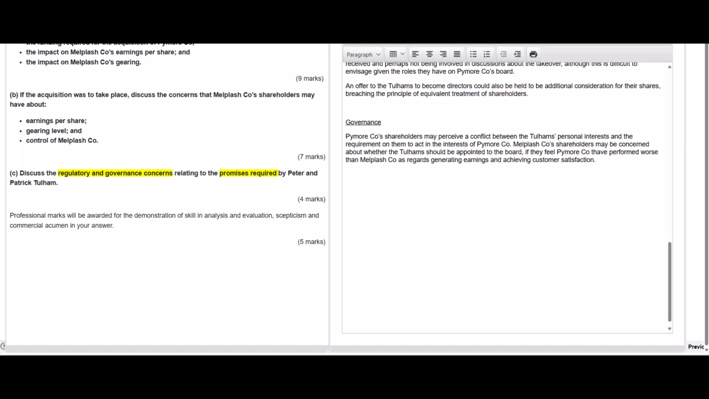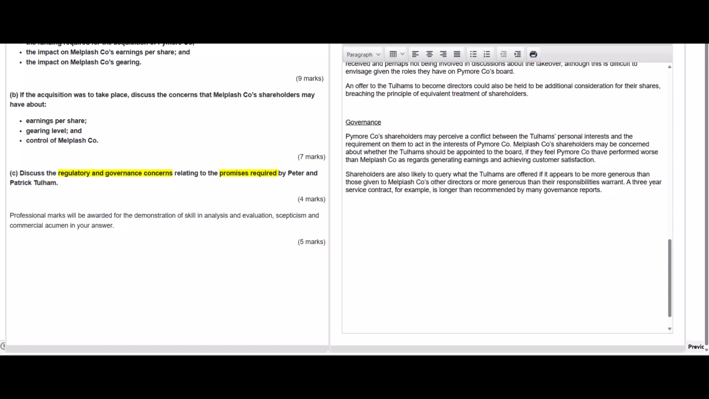So we could talk about the Piemor shareholders maybe seeing a bit of a conflict between the Tullums' personal interests and them acting in the interest of Piemor themselves. So Melplash's shareholders may also be concerned about whether they're pulling their weight, essentially. Do they feel that Piemor have performed worse than Melplash, generating earnings and achieving customer satisfaction? So could be a bit of a conflict there.